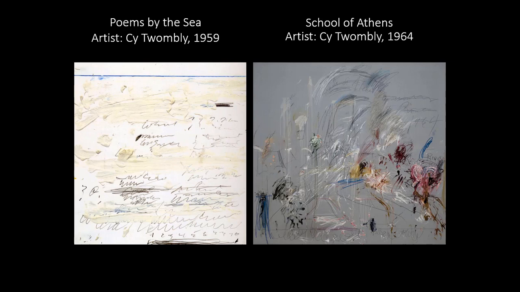Now let's just address what some of you may be thinking right now, that these are just scribbles and anyone can do this. Don't you dare think such a thing about Twombly's work. First of all, there's a level of improvisation here. It's by no means sloppy doodles.